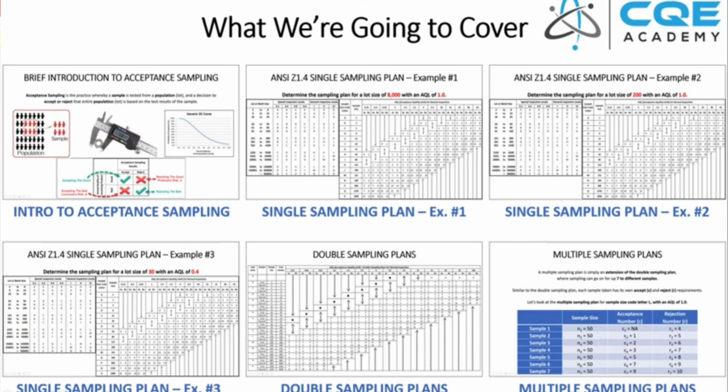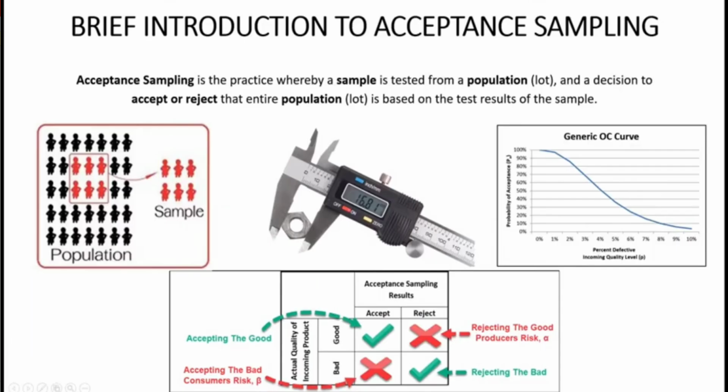The very first example we do is going to be sample size code letter L with an AQL of 1.0. We're going to look at that same scenario for double sampling and multiple sampling, so you can see how the sample size changes and become familiar with some of the benefits and the downsides to double and multiple sampling. All right, let's get into this.